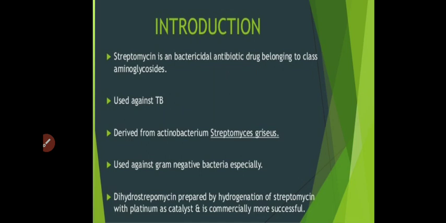Dihydrostreptomycin, prepared by hydrogenation of streptomycin with platinum as catalyst, is commercially more successful. Generally, other than streptomycin, dihydrostreptomycin is used in high amounts at the commercial level, and it is more successful as compared to streptomycin.